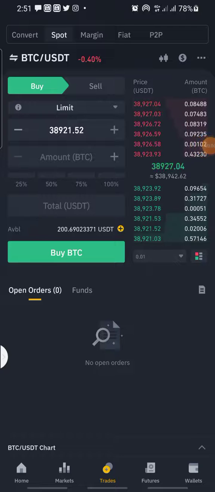Welcome to my class. In our previous class we discussed market orders, and from the market order we talked about market and limit orders. From today we are going to discuss the stop limit order and the OCO order.